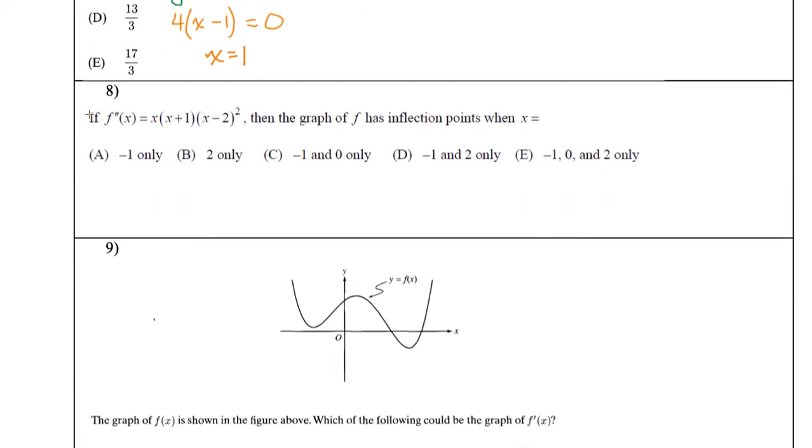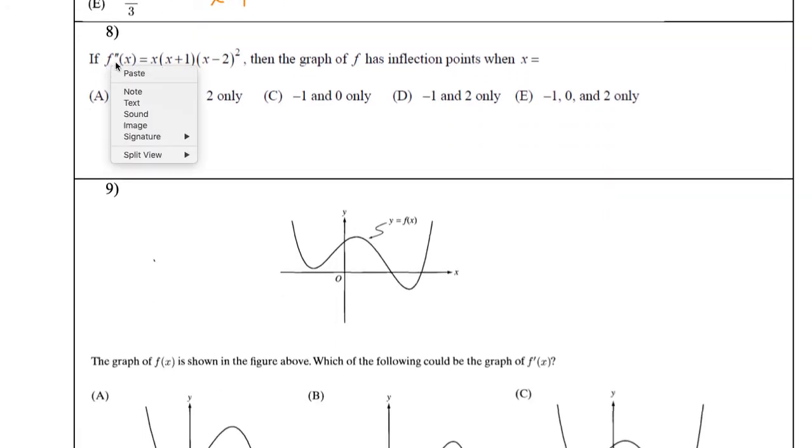Number 8. Ooh, it's giving us the second derivative, and it's saying, where do I have inflection points? Again, you should know this. What is the definition of an inflection point? I'm going to write it every single time for every single problem. You should get in the habit of at least thinking this for every single problem. An inflection point is where you have f double prime sign change.